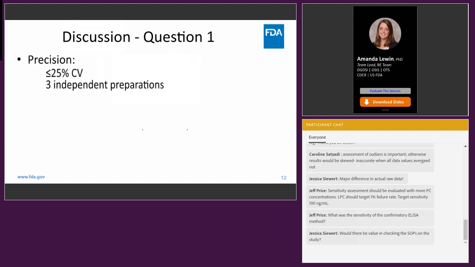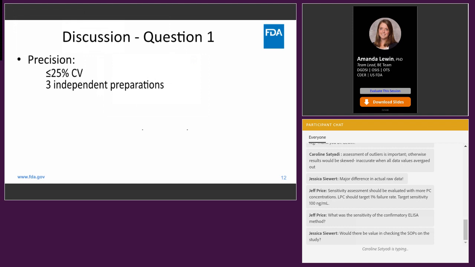So for the precision, they had an acceptance criteria of 25%. So it was a 25% CV for the acceptance criteria. Just to note that the guidance recommends a 20% criteria. This isn't an end-all be-all. You'd want to go and evaluate the data further, but definitely wanted to point that out.